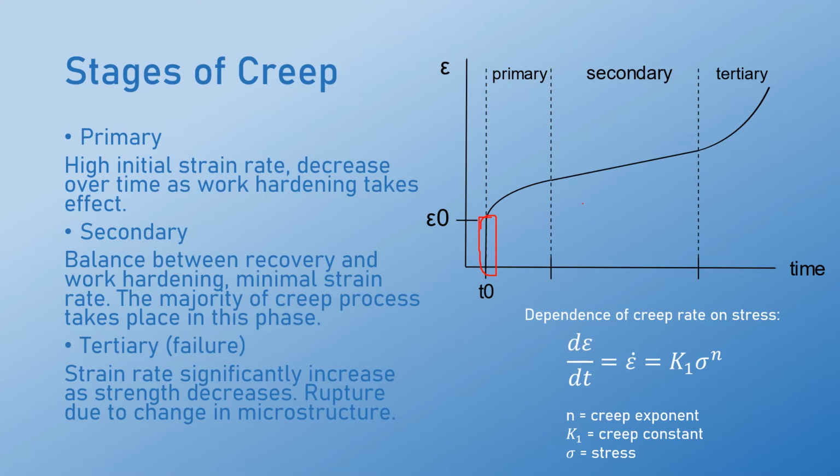Next is the secondary stage, in which there is a balance between recovery and work hardening, giving a minimal strain rate. The majority of the creep process takes place in this phase. So when the creep phenomenon takes place, the vast majority of the time will be in the secondary stage. So the strain rate remains constant. If you differentiate this, say d epsilon over dt, then you will have a constant. And so the rate of strain remains constant.